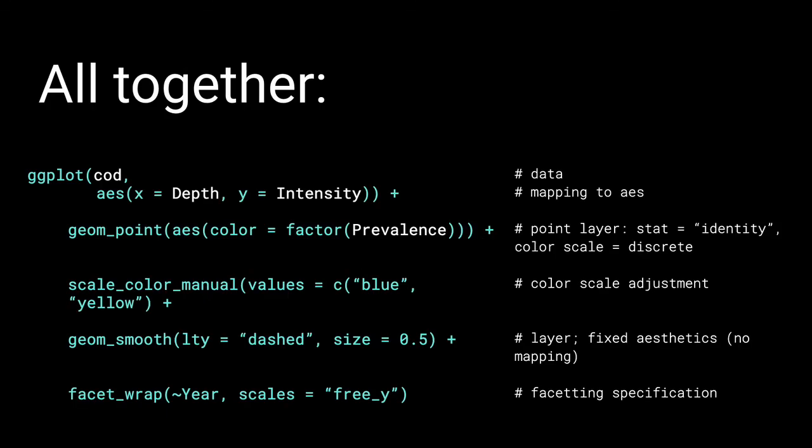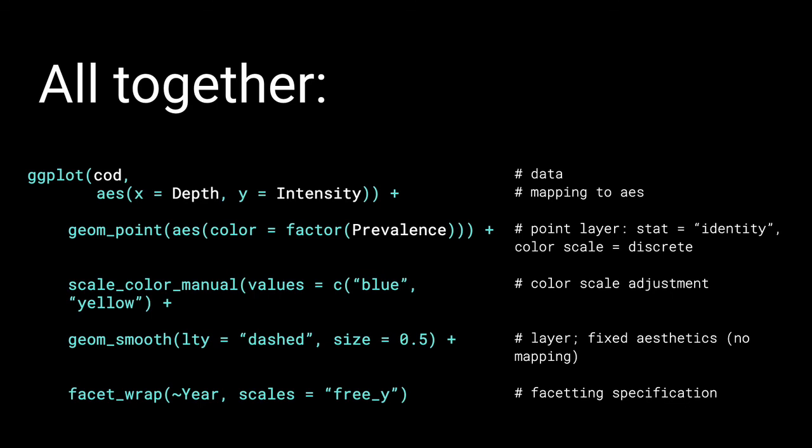So altogether then, a full ggplot specification might look like this for a single plot. In the top layer, we have the ggplot call that sets some aesthetics that get inherited by the rest of the layers. We add some layers like a geom_point layer and a geom_smooth layer. And then we might adjust the scales of the aesthetics that we specified within individual layers by adding our own manual color scale to map some discrete colors of our choosing to the variable prevalence. And then at the end, you might add a faceting specification to create individual plots for each year.